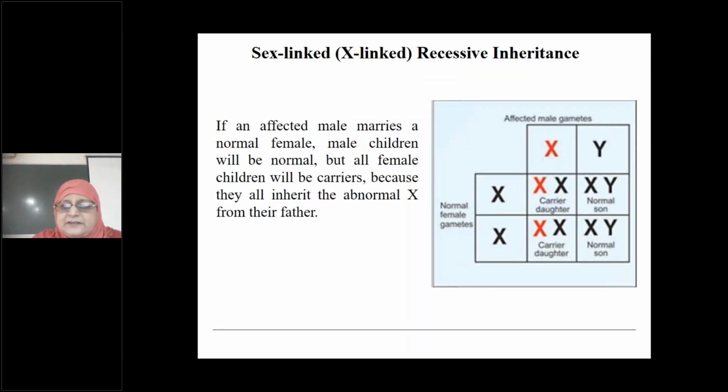If the male has affected gametes and the female has normal gametes, then from the affected male, both the daughters get the abnormal gene, but because of the normal X, it will dominate over the abnormal X. That is why they are carriers. So both the daughters will be carriers, while the sons, because they inherit the normal X, will be normal. Thus both the sons will be normal.